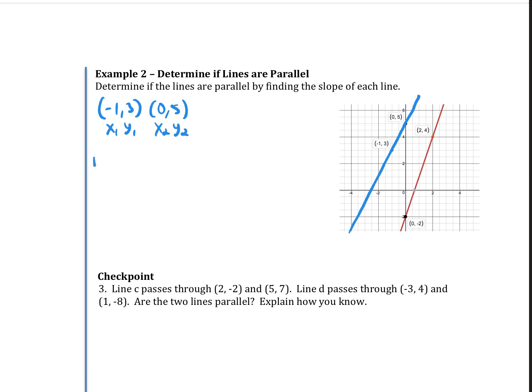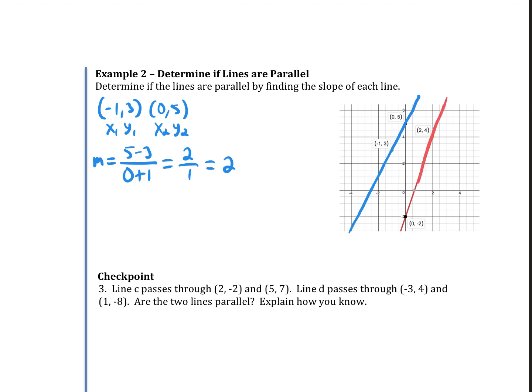So we're going to plug in m equals y2 minus y1, which is 5 minus 3, over x2 minus x1, which is 0 plus 1, which is going to be 2/1, which equals 2. So these are going to be parallel. They should be the exact same slope, right?